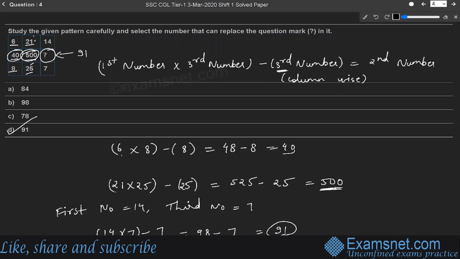All you have to do is remember this concept, which is first number into third number minus third number gives second number. We have applied this concept to each and every column and we have verified it to be true. So I hope you are clear with this question.